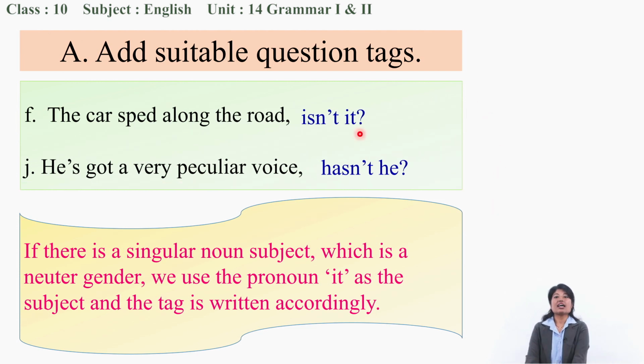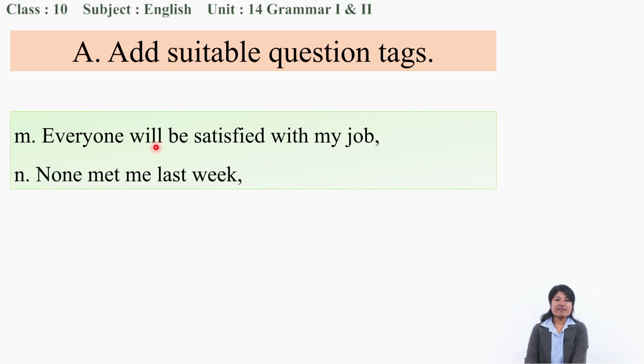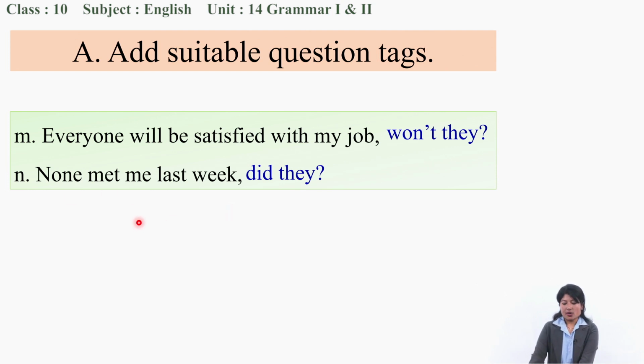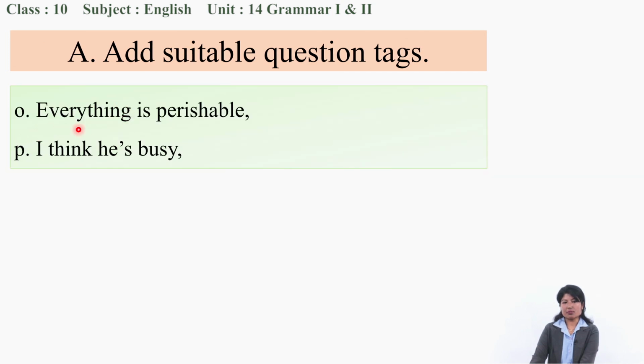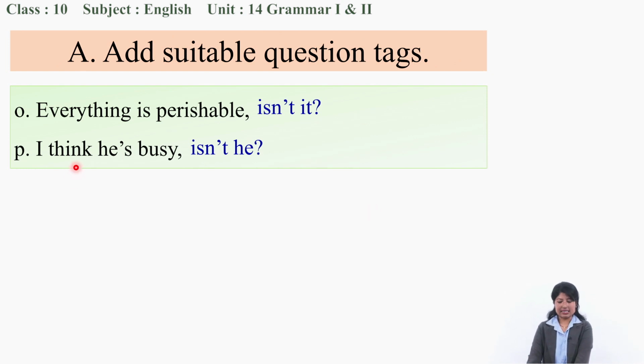Okay, alright. Then we have M. Everyone will be satisfied with my job. What will be the tag? Won't they? N. No one met me last week. What could be the tag? Did they? Okay. These are repeated exercises, so we don't talk about anything. Let's move further. O. Everything is perishable. What will be the tag? Isn't it? P. I think he's busy. What will be the tag? Isn't he? Okay, let's not talk about these sentences as well.